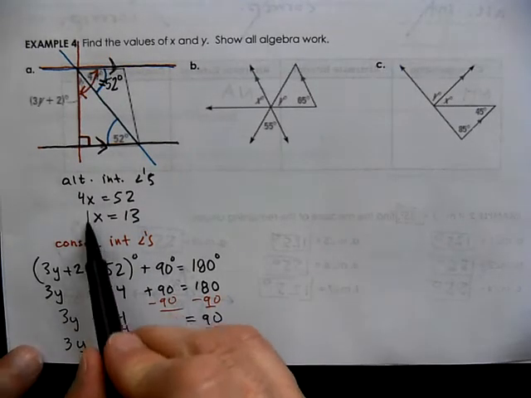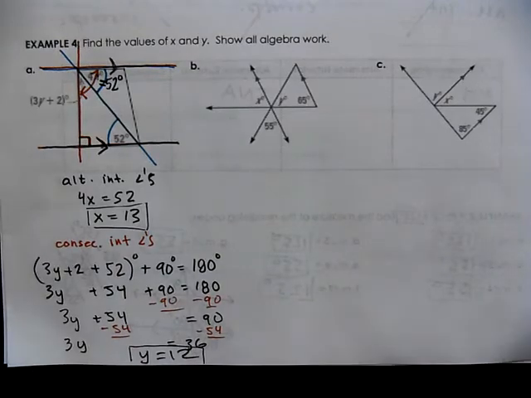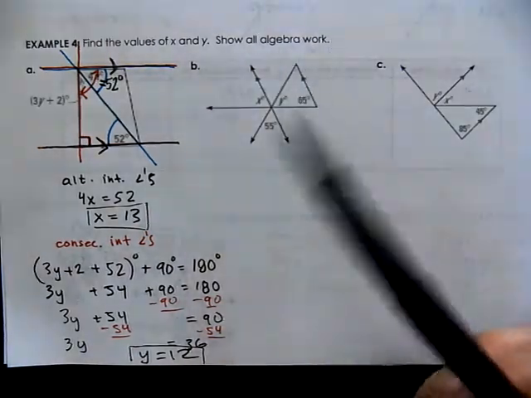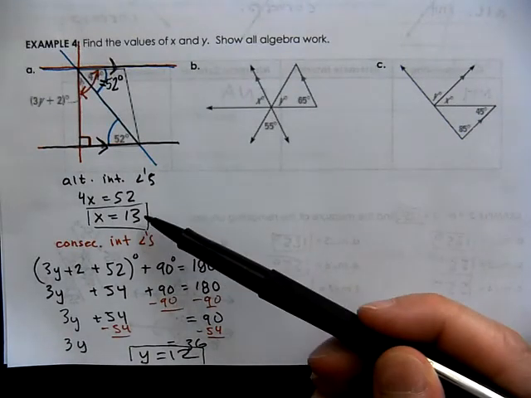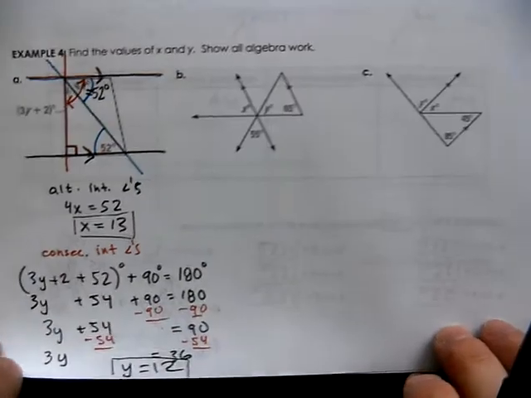So we have our value of x, and we have our value of y. They don't ask us to plug it back in, but that's what it means by showing all algebra work. It means set up the equation and then solve for the variable. Let's take a look at another example.